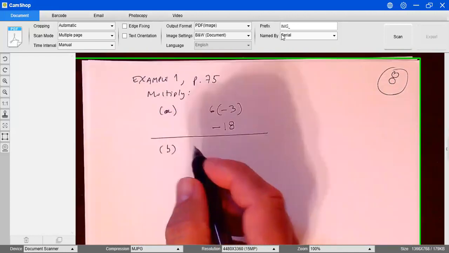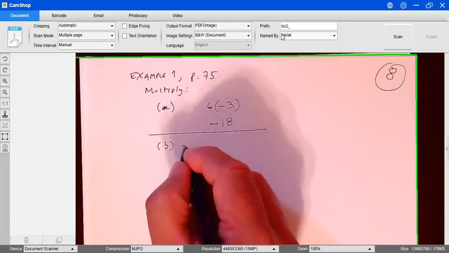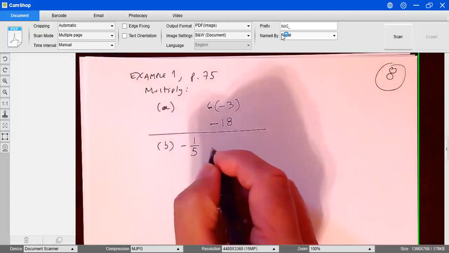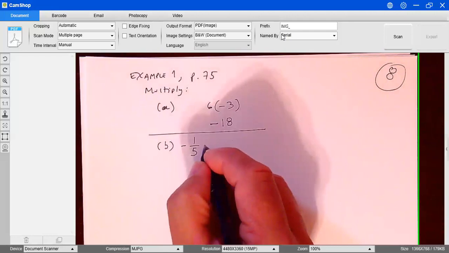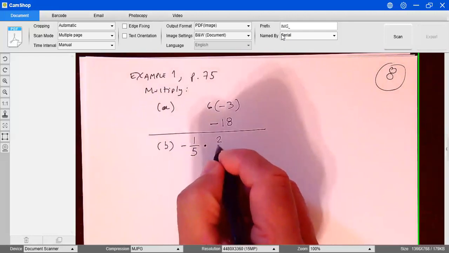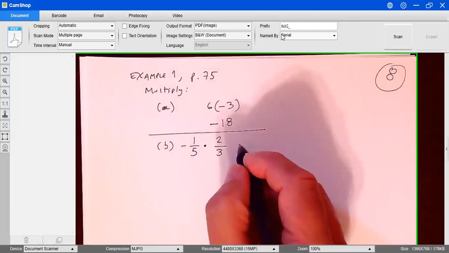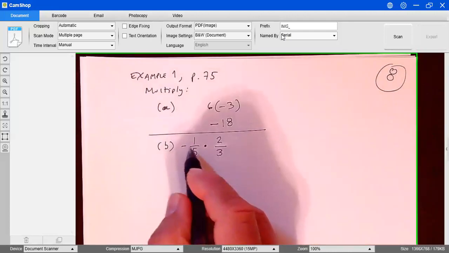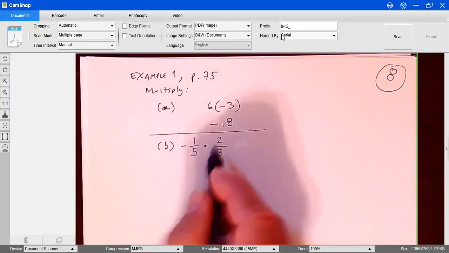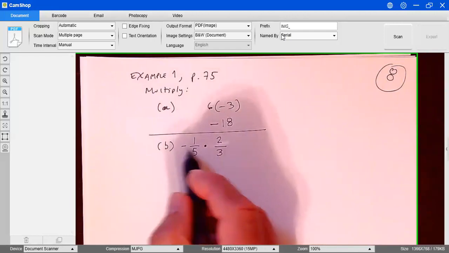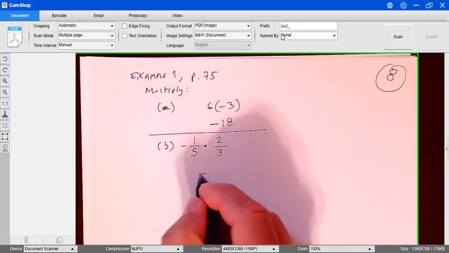Now let's work the next one. So we have -1/5 times 2/3. So you can see here that you have a positive fraction here and a negative fraction here. So negative times positive is going to be negative.